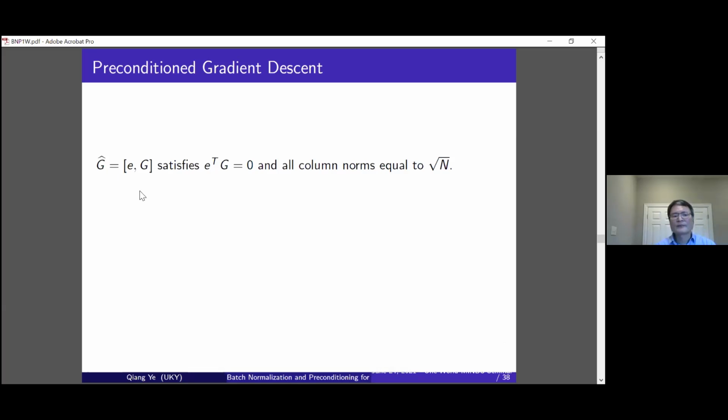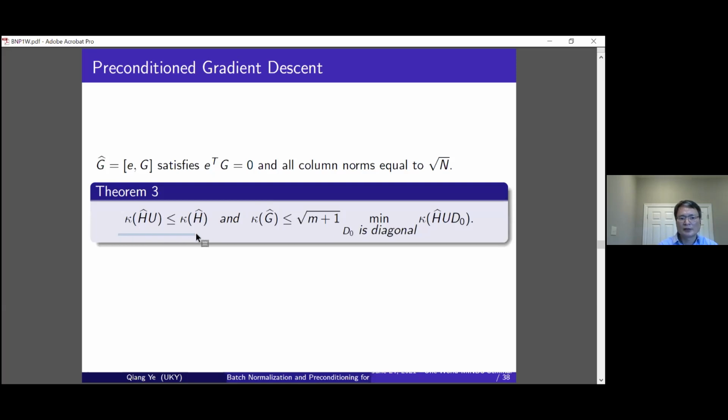Well, first of all, if the columns of G are centered, then the first column E is orthogonal to G. So E transpose G is equal to 0. And we can prove that orthogonality improves the condition number, so it's always less than or equal to that. And second, when we scale by the variance, we basically normalize each column of the G matrix to have norm squared n. In other words, all the columns of G hat have the same norm squared n.